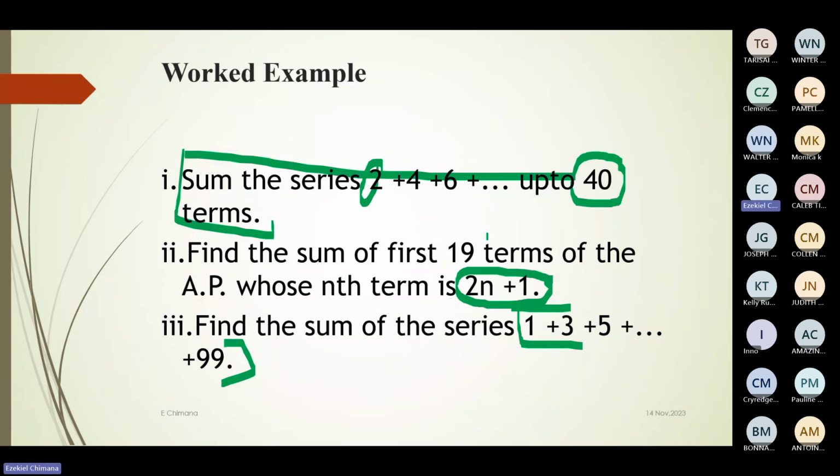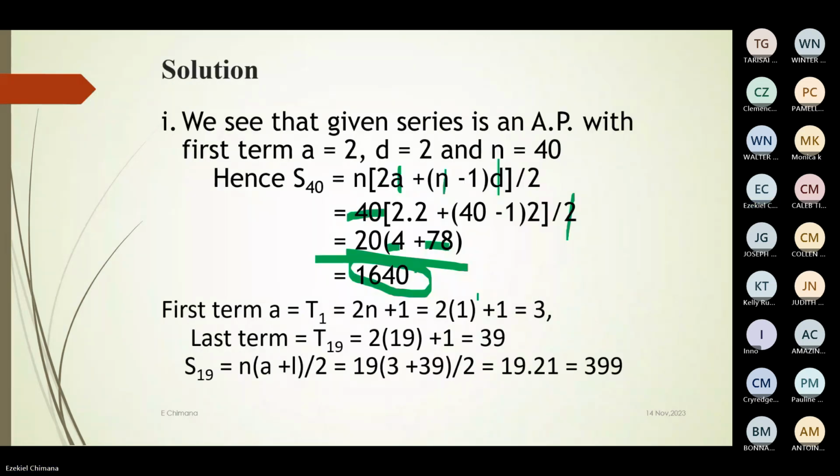Find the sum of the first 19 terms of the AP whose nth term is 2n plus 1. So the first term, which is T1, you can only get whenever you put 1 there. So it will become 2 times 1 plus 1, which is going to give you 3. So our A is equal to 3, right?